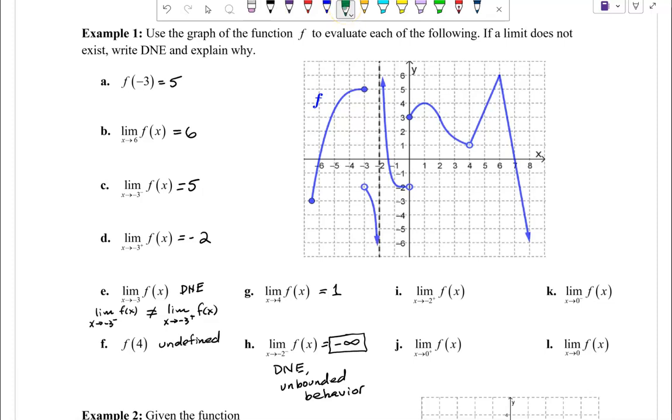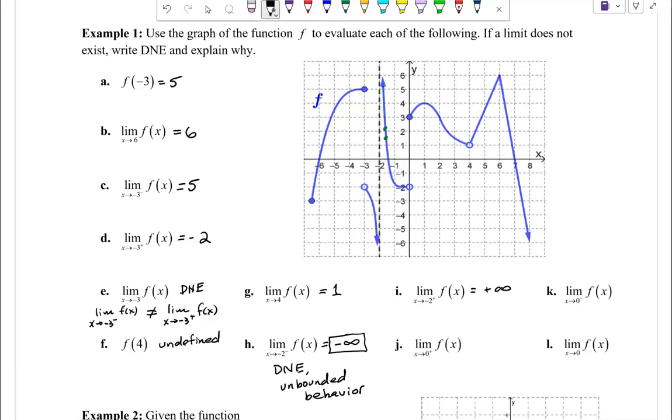In part I, we're going to do the same thing, but we're going to approach -2 from above. So we're now approaching in this direction, and each of those x values that are just a little bit bigger than -2 are going to have corresponding points like this, and those y values are shooting up towards positive infinity. So we'll write positive infinity here. Again, we could write does not exist due to unbounded behavior, but I'll leave it at that for now.